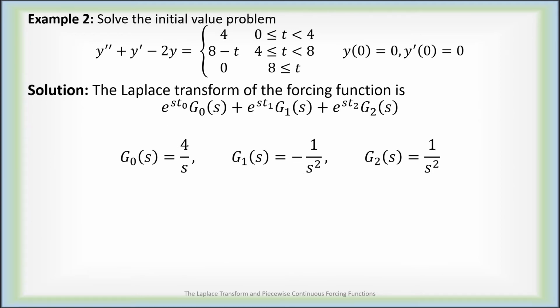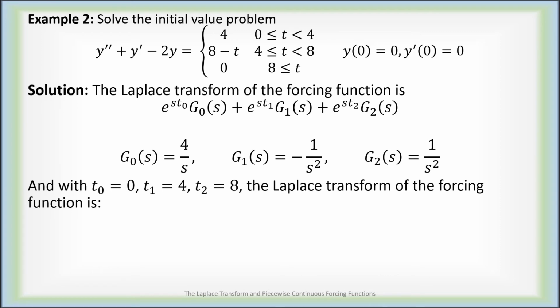So here are the Laplace transforms we've computed so far. With t naught being 0, t1 being 4, and t2 being 8, the Laplace transform of the entire forcing function is now represented simply as 4 over s plus e to the minus 4s times minus 1 over s squared plus e to the minus 8s times 1 over s squared.